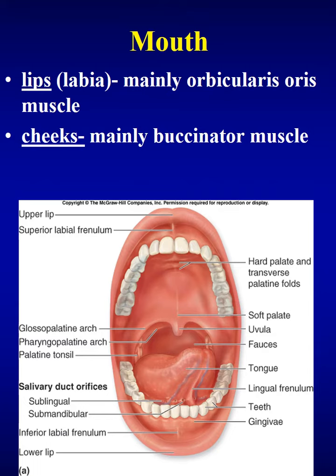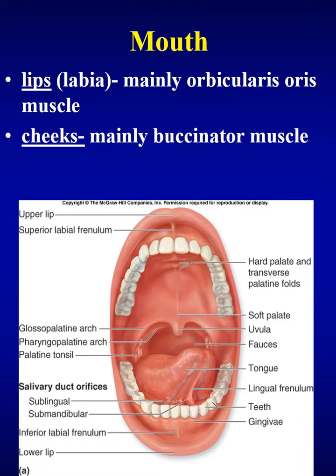And this is the initial site of mechanical digestion, which is mastication, and chemical digestion, which is through different enzymes found within the saliva. And so the superior boundary of the oral cavity is formed by the hard and soft palates, and the lateral walls of the oral cavity are formed by the cheeks, which are covered externally by the integument and contain the buccinator muscles.